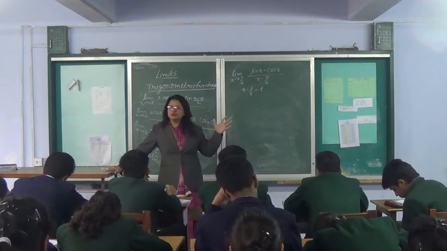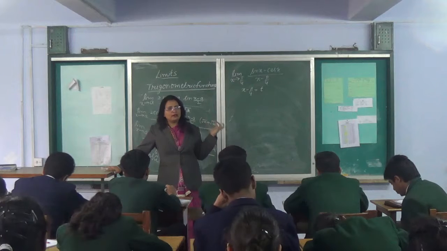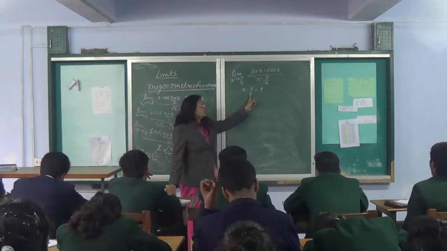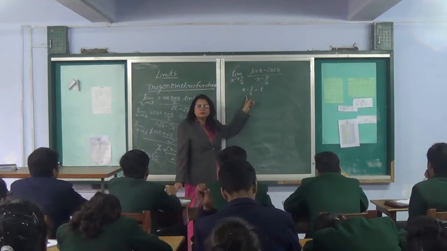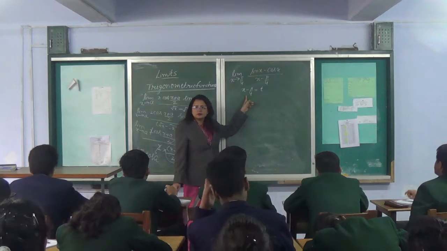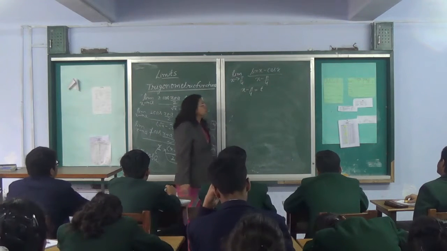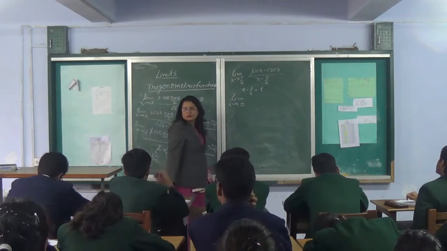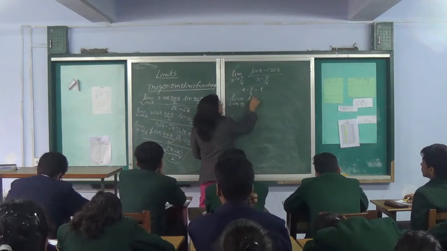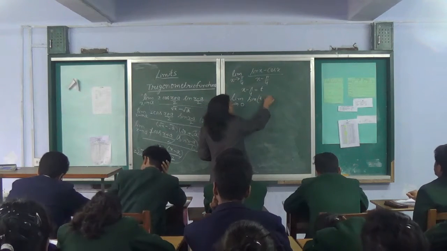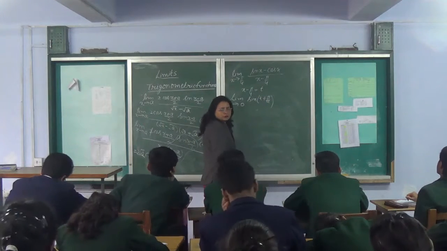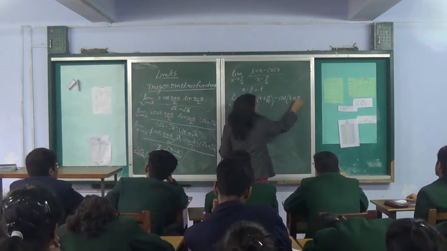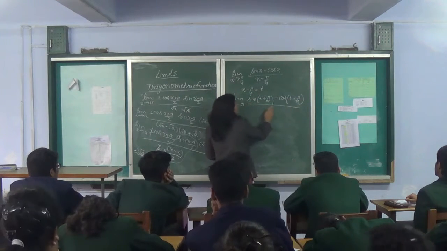There x was approaching pi by 4. So you will have to see to what value t will approach. So when x is approaching pi by 4, t will approach 0. Right? t will approach 0. So it's limit t tending to 0, sine of t plus pi by 4, right, minus cos of t plus pi by 4 upon t.